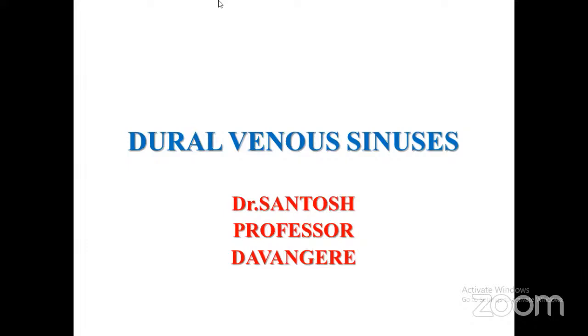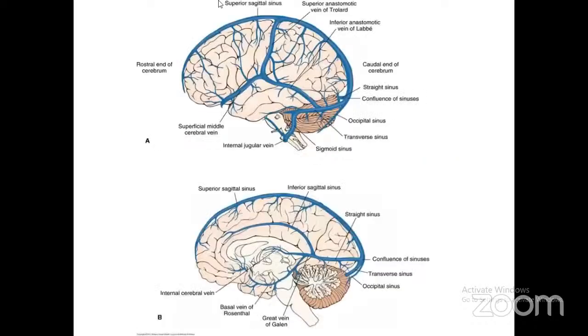Thank you, ma'am, for the introduction. So today we are going to discuss the anatomy of the dural venous sinuses. As the name itself suggests, sinuses means gaps containing the venous blood in the dura mater. So we are going to discuss the dural venous sinus.